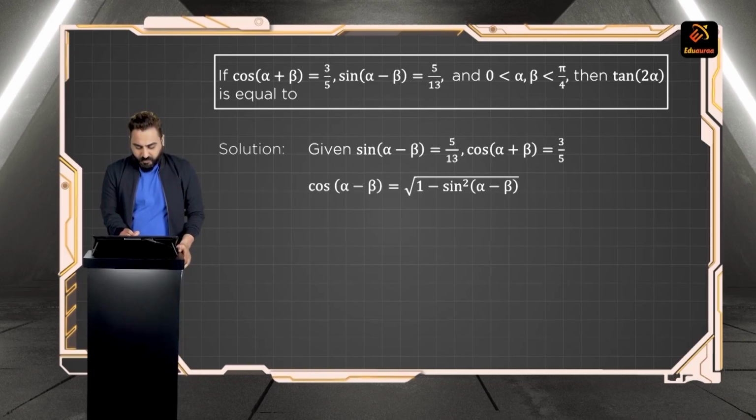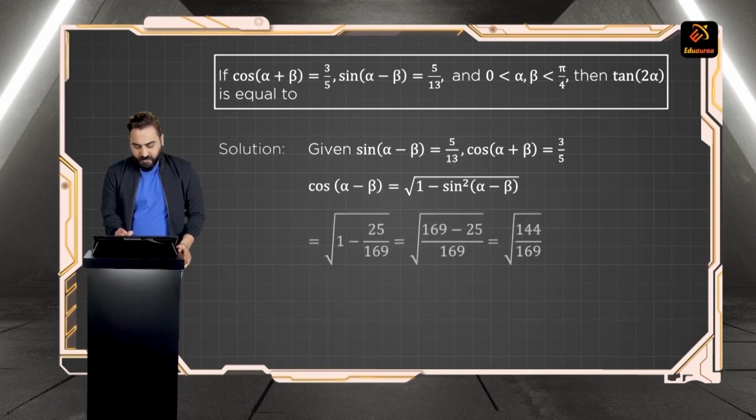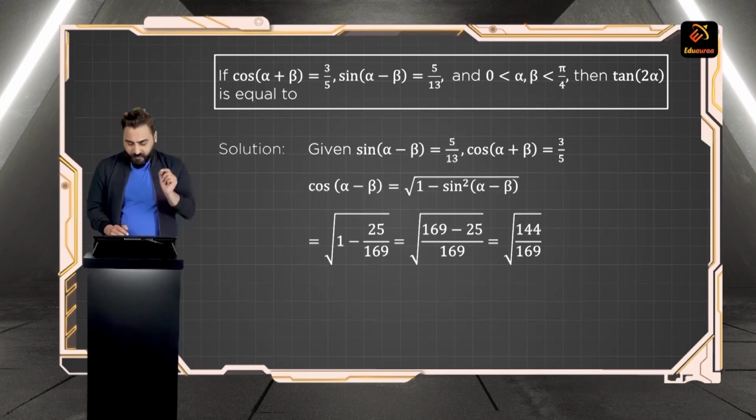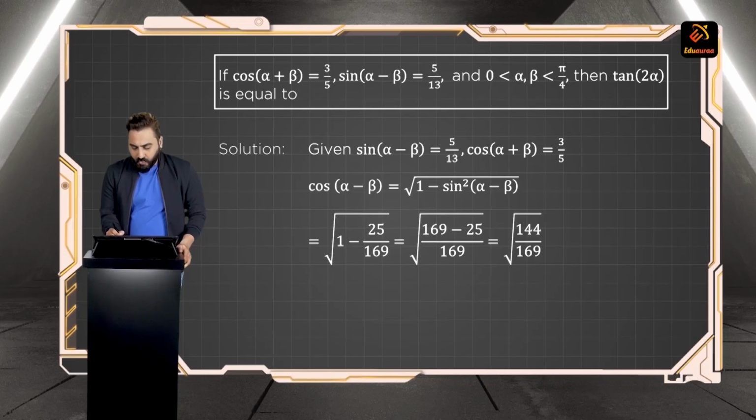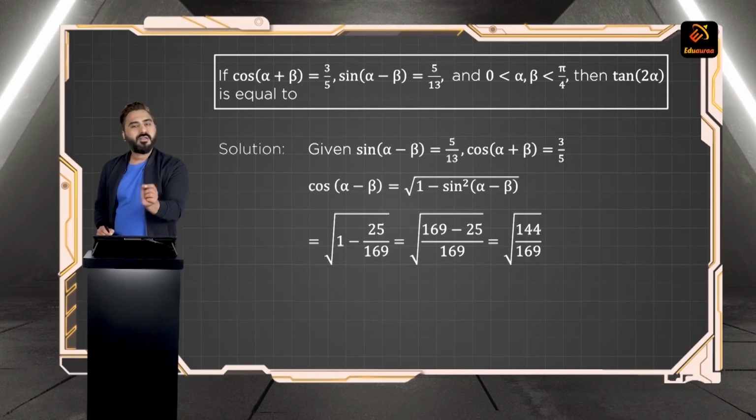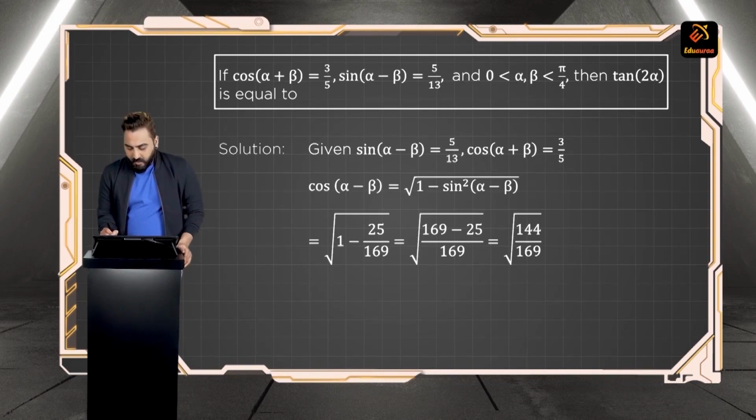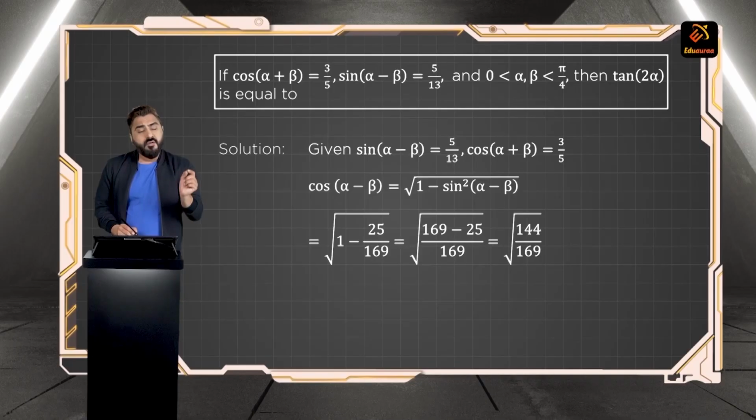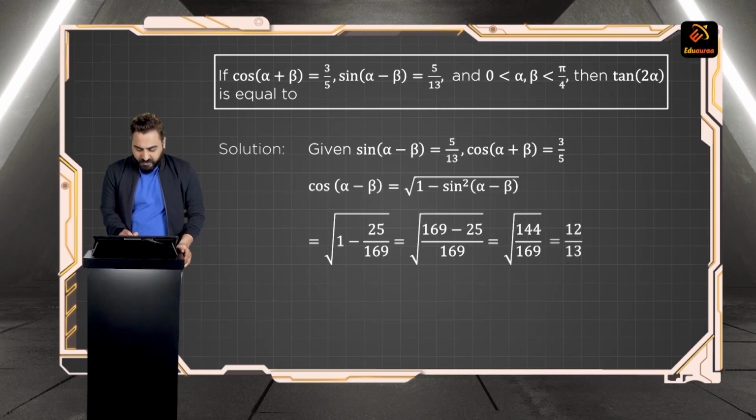So students, what do we get? We get 1 minus 25 by 169, and when we take LCM, we get root of (169 minus 25) upon 169, which is nothing but root of 144 by 169. And students, what is the square root of 144 and 169? It is nothing but 12 and 13 respectively. So we get the value of cos(alpha minus beta) as 12 by 13.